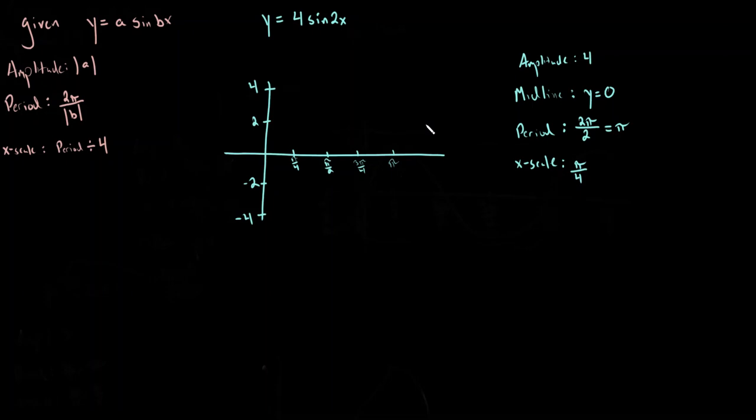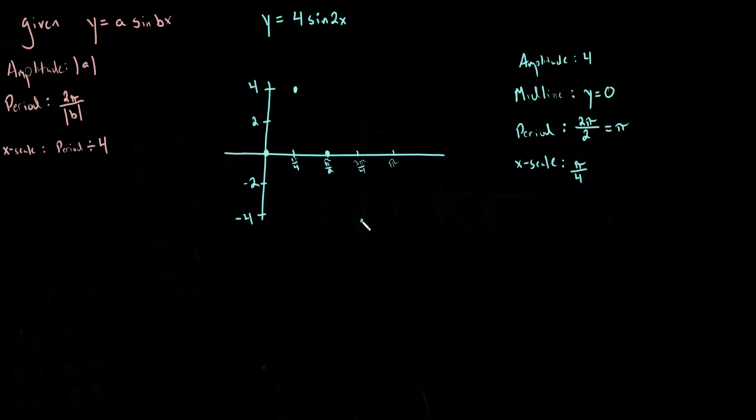Now we start our pattern. Remember, sine always starts at the midline. As long as it isn't reflected, and this one is not reflected, we go up to our maximum. The only way to go from our maximum is down, so then we go back down to our midline.